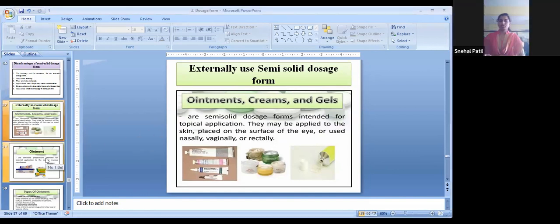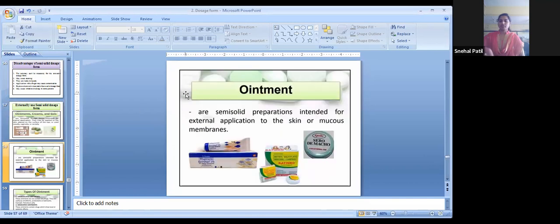So the next point is the ointment. What is ointment? Ointments are semi-solid preparations intended for external application to the skin or the mucous membranes. Ointment is a semi-solid dosage form which is applied externally to the skin or the mucous membrane. So these are the examples of ointment.